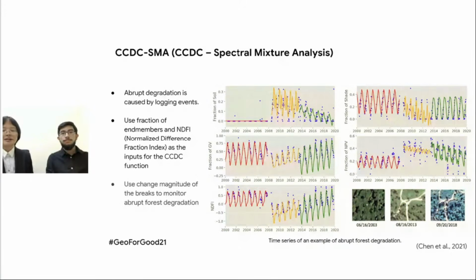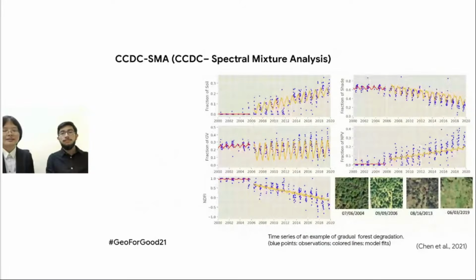Another type of forest degradation is gradual forest degradation, and here is an example. Again, if we look at the fraction of soil in the time series, there's a gradual increase of fraction of soil from 2006 to 2019, which indicates a gradual decrease of canopy cover. We can also see this decrease of tree density from the high resolution images.